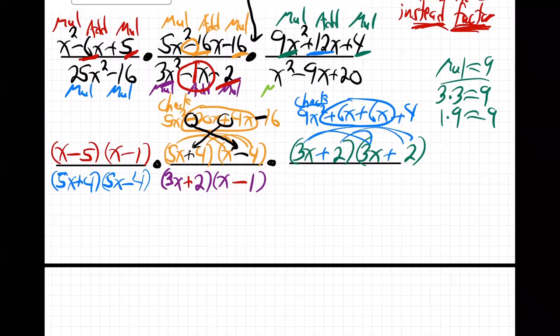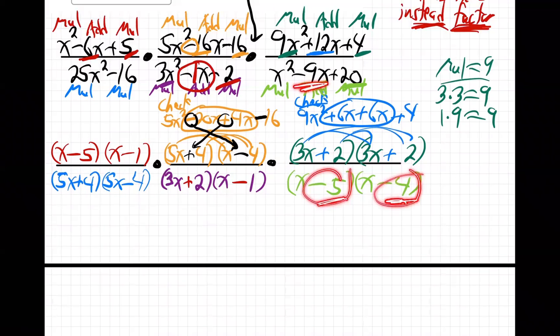Here we go. Multiply, add, multiply. 2 parentheses, x and x. What multiplies to be 20? 5 times 4, 4 times 5, either way. How does it add to be minus 9? Both minus, right? Minus 5 and minus 4 makes minus 9 in the middle. And they multiply to be plus 20, don't they? Okay, it's all factored. It's cancel time.